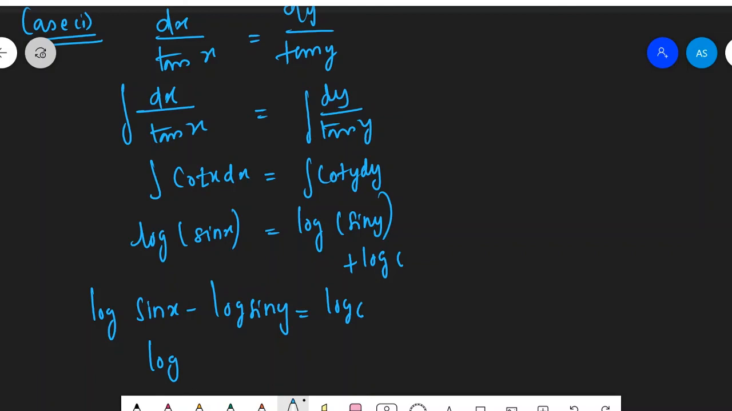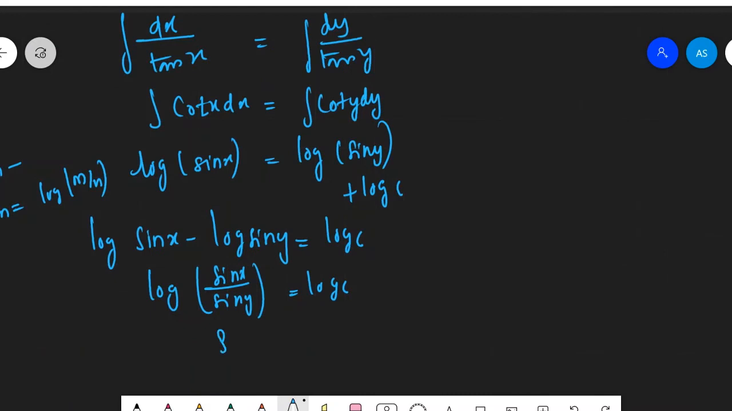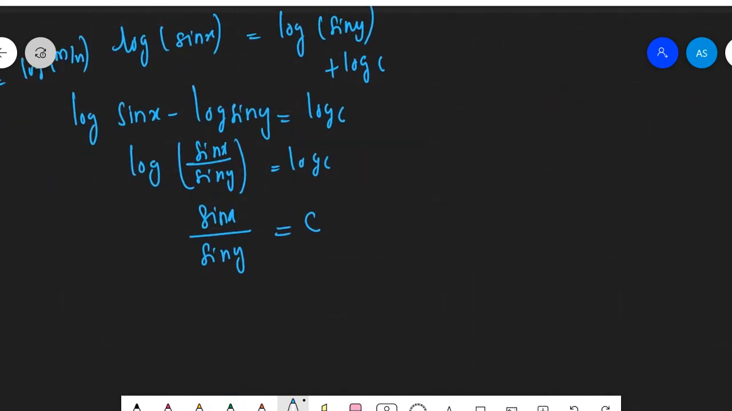Log m minus log n equals log of m by n. So log of sin x divided by sin y equals log c. Now sin x by sin y is c, and finally we can equate the constant as sin x by sin y equals u.